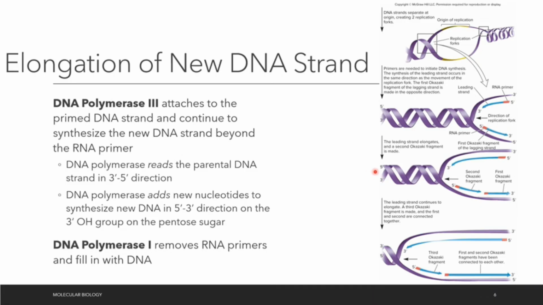DNA polymerase 3 is the main DNA polymerase that's synthesizing the new DNA molecules. It will actually come in after the primase creates the RNA primers. They will attach to the primed DNA strands and continue to synthesize new DNA strand beyond the RNA primer. As you can see, there are two different strands being synthesized at the moment. There's one on top and there's one at the bottom.